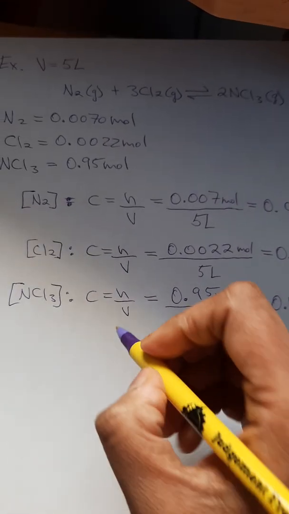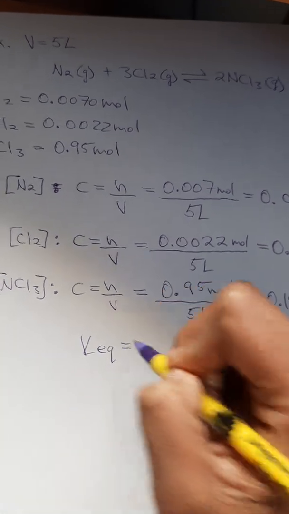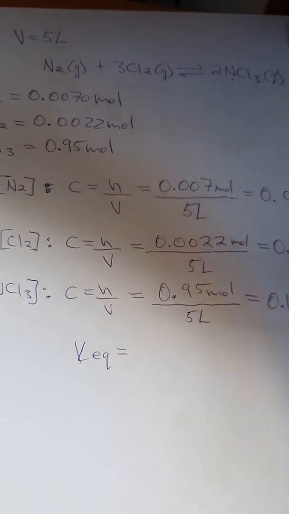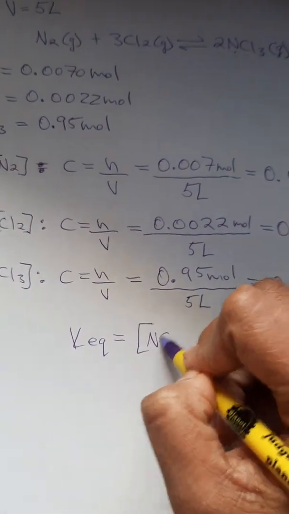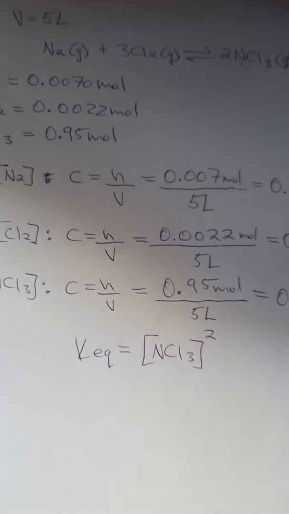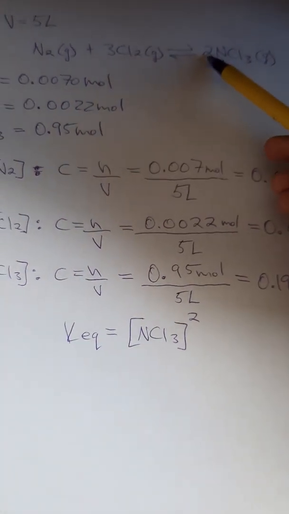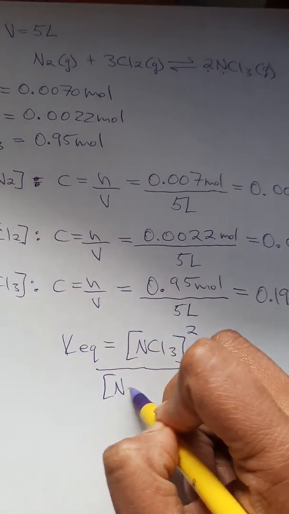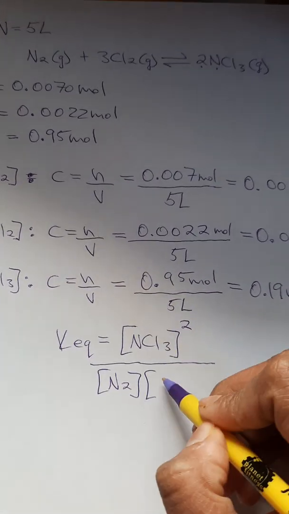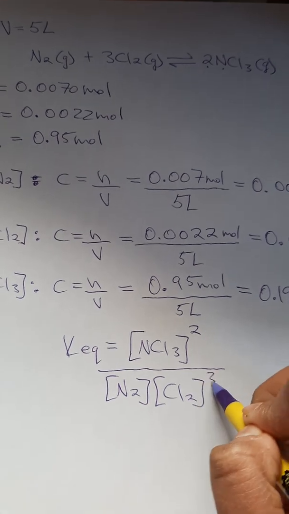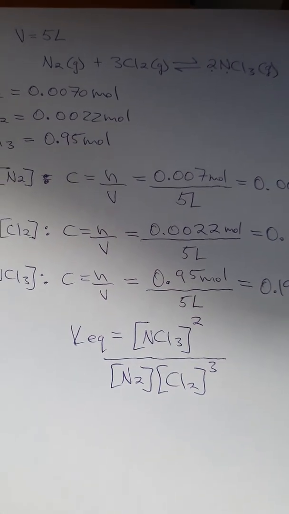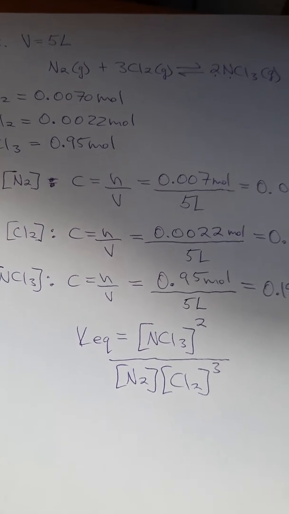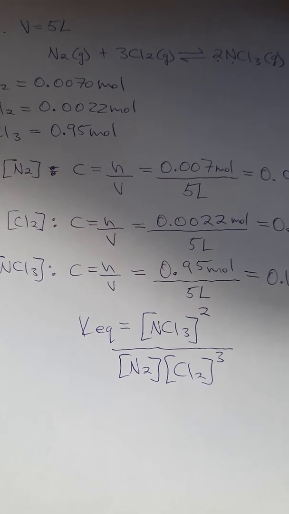So we're going to write out the K equilibrium constant expression, and it's based on what we have here. So let's take the concentration of NCl3. I'm going to square it because I see a 2 in front as a coefficient. And it's going to be over the concentration of nitrogen times the concentration of chlorine to the power of 3. Does everyone see that? We're just doing the concentration of the products over the concentration of the reactants.